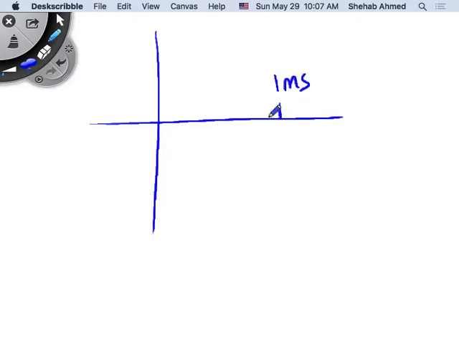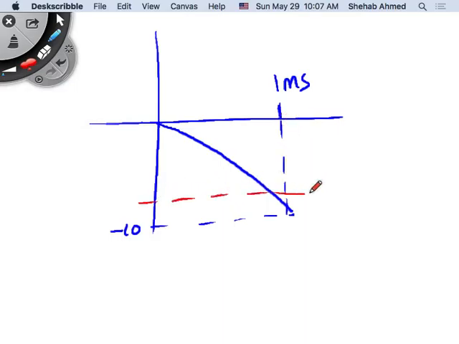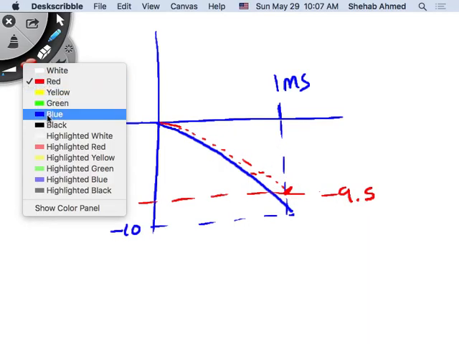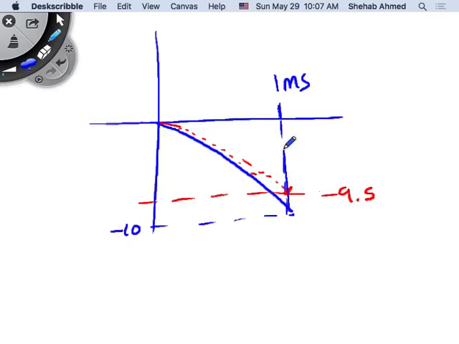At 1 millisecond, minus 10, this is a straight line, assuming it's a straight line. At 1 millisecond, red, what happened? Minus 9.5. From here to here is guided by that exponential equation that we derived. The blue was going to fall to 0 after 1 millisecond right away. The red will fall to 0 eventually, but exponentially, guided by that output equation that we have.